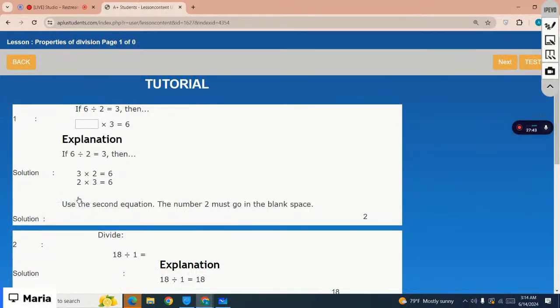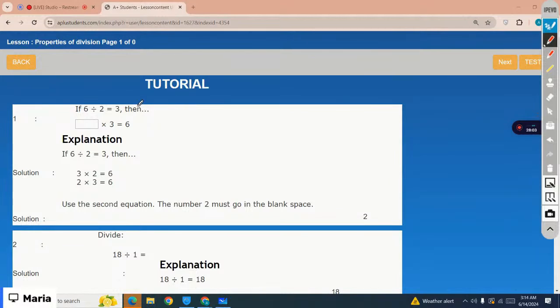Now we're going to learn the properties of division. If 6 divided by 2 equals 3, then what number times 3 equals 6? Basically, the important thing you need to learn here is that multiplication and division are opposite to each other. So 6 divided by 2 equals 3 means 2 times 3 is 6. They must have exactly the same numbers. Here you have 3 and 6, that means 2 is missing. So 2 times 3 is 6. Got it? Let's start with the test questions.